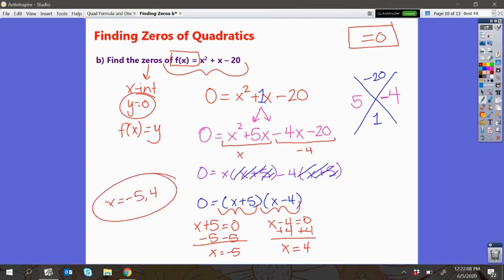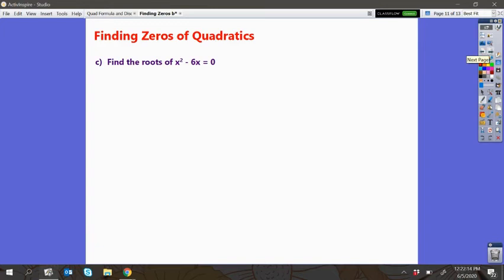Remember to use Desmos, use that graphing tool to help you check your work. Another example, this one says find the roots. Again, roots and zeros means the same thing, so we're going to follow the same process. Remember that it always has to equal 0, which I have, so we're good. So we're going to start factoring.